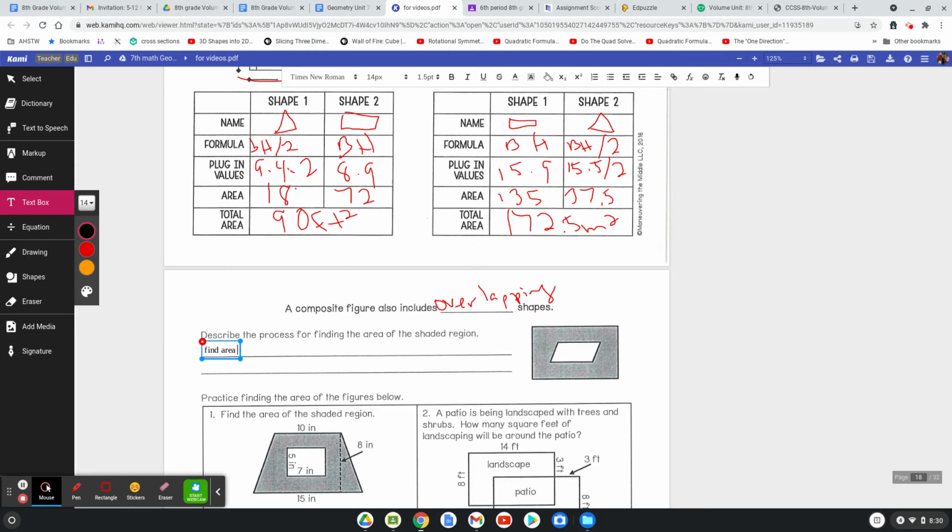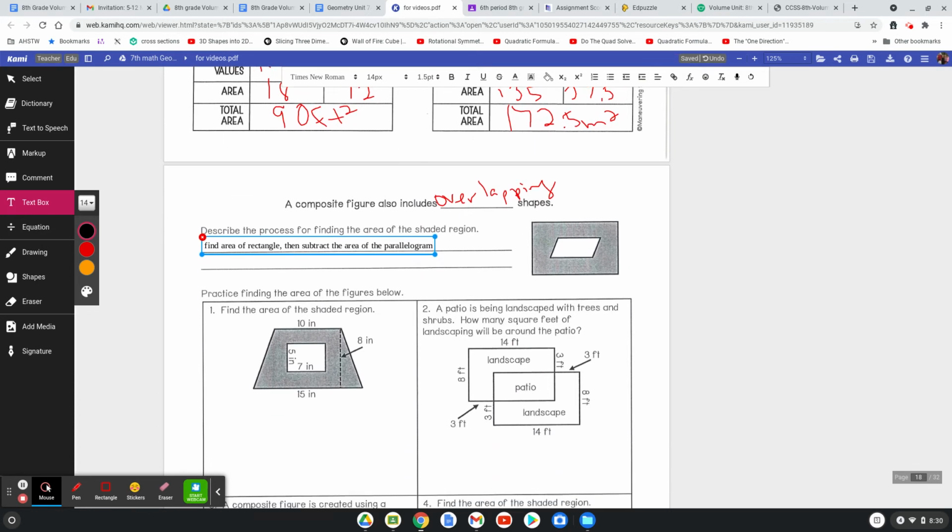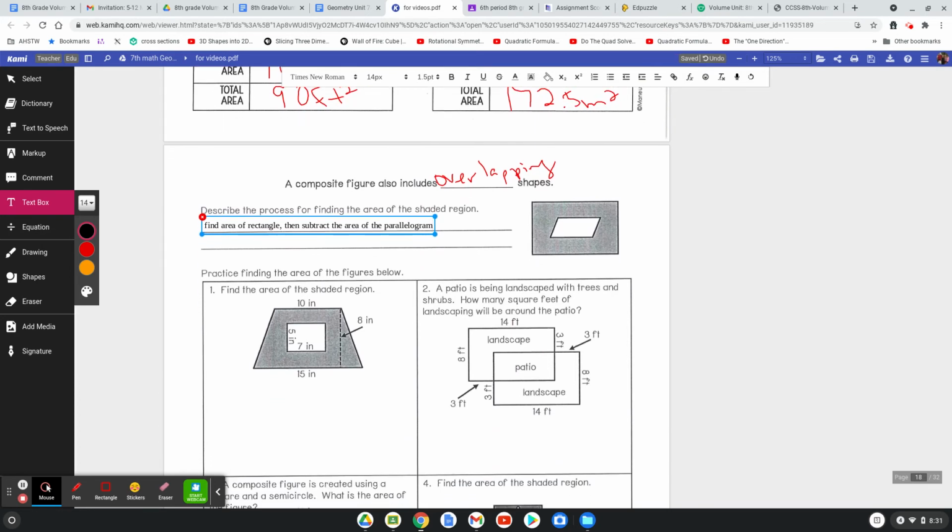Find the area of the rectangle, then subtract the area of the, and I probably won't spell it right, parallelogram. You have to, I always say you have to cut it out or punch it out. So we're going to practice finding the shaded regions on these.